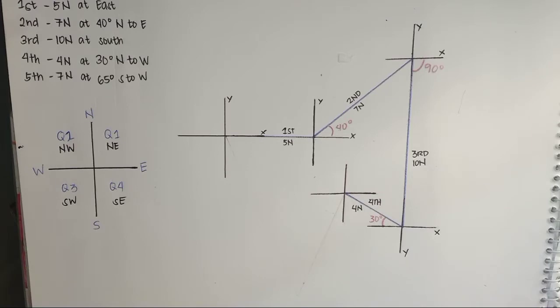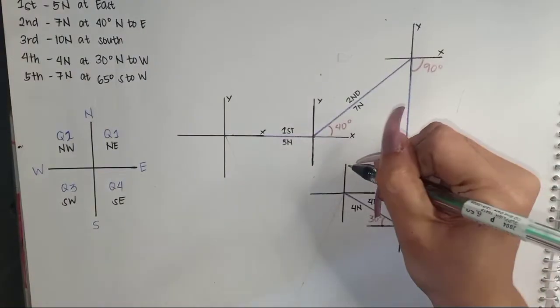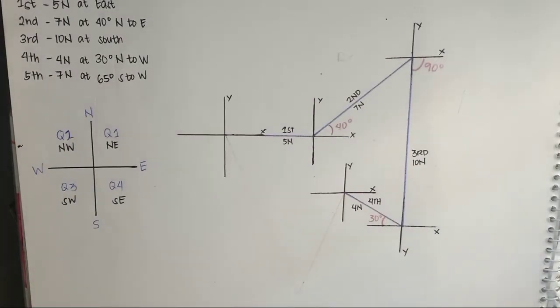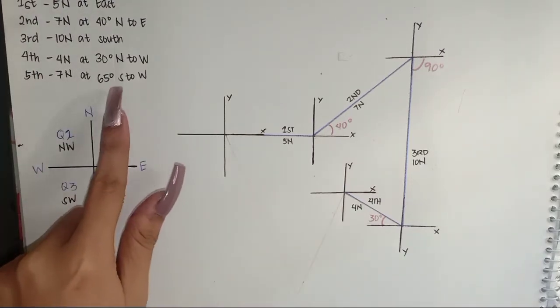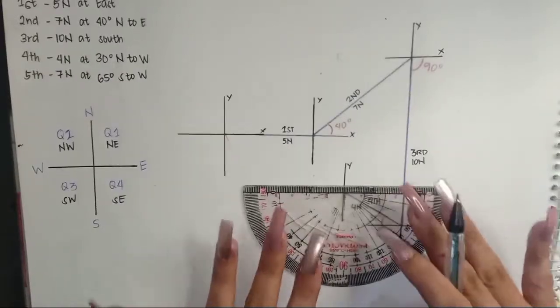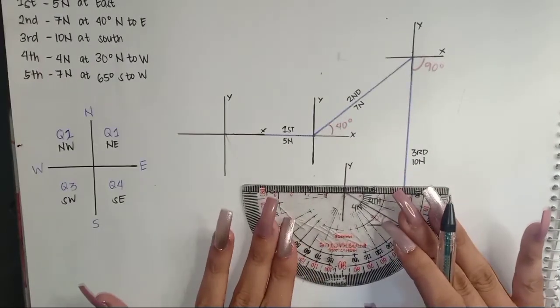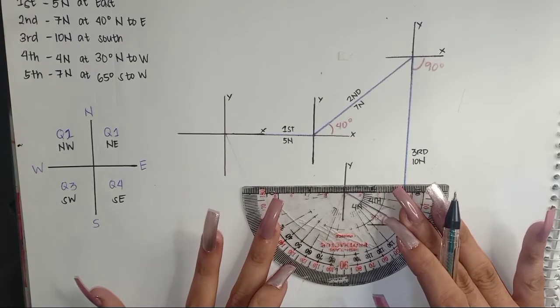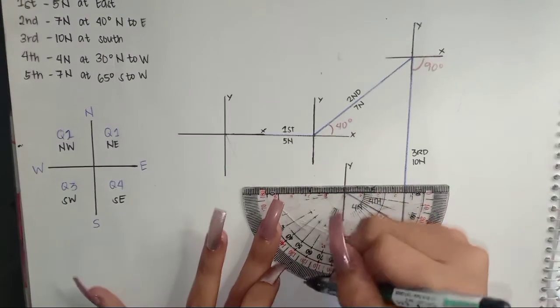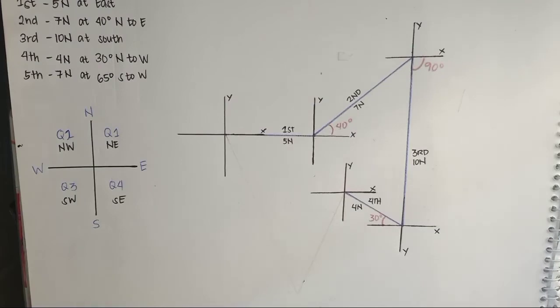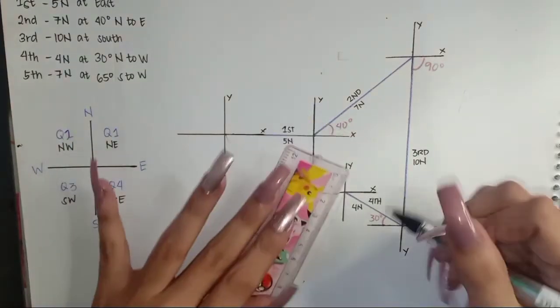And now, we're going to put our last Cartesian plane for the y-axis and for the x-axis. So, it says there that 7 Newton at 65 degrees south to west. Kunin na ulit natin ang ating protractor. At this time, nakapabaliktad naman siya. Tapat ulit sa origin, and hanapin ang 65. Lagyan lang natin siya ng dot. And then 7 Newton.